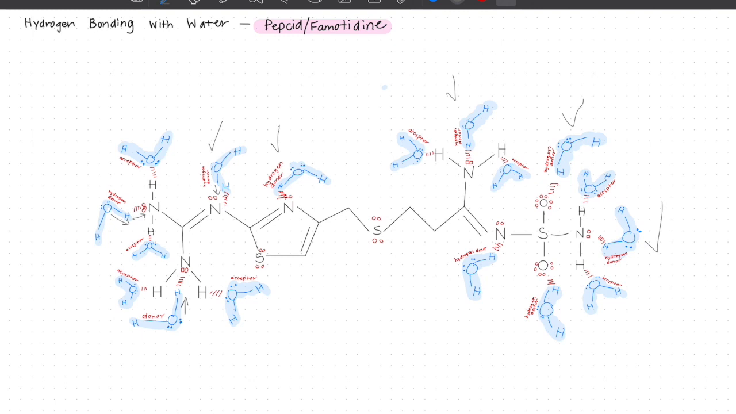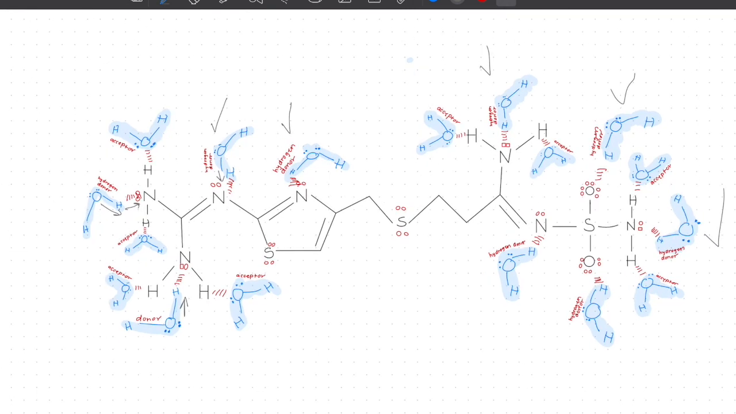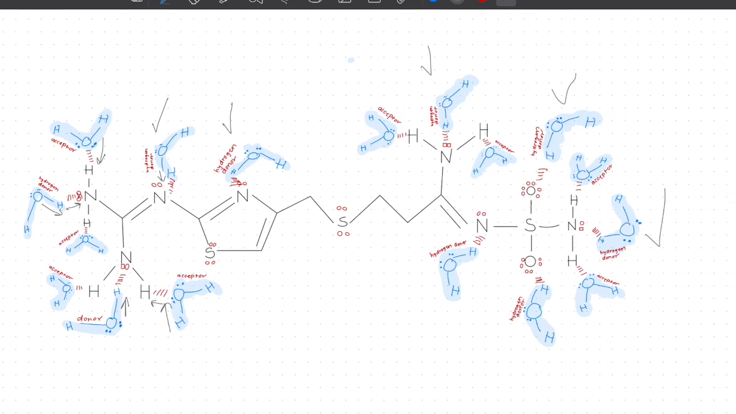And now I'll explain the acceptors. This water molecule right here, the oxygen is accepting the hydrogen from this NH. And this is also an acceptor where this oxygen is accepting this hydrogen from this NH. And I've also written out all the acceptors. So this is an acceptor, this is an acceptor, and so on and so forth.